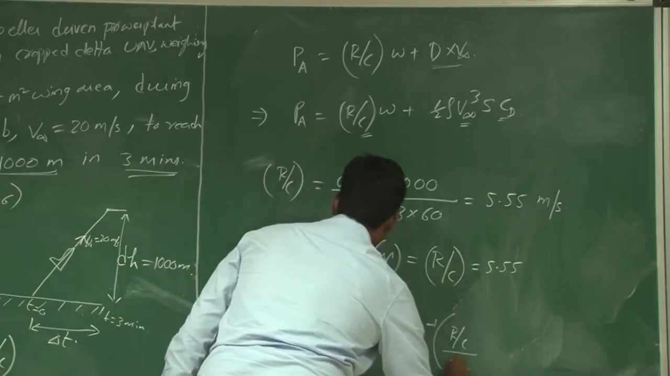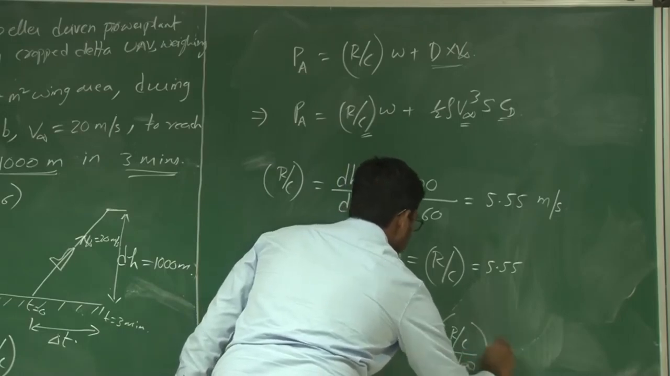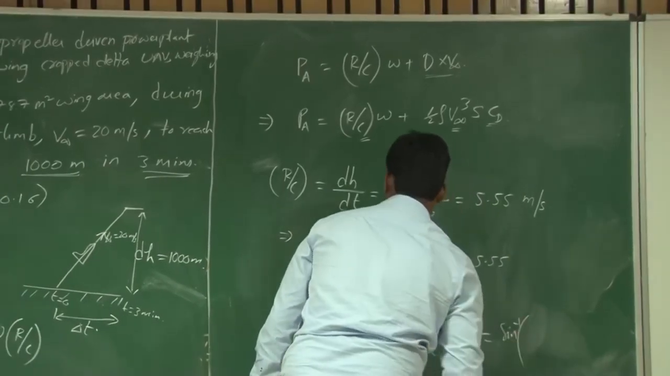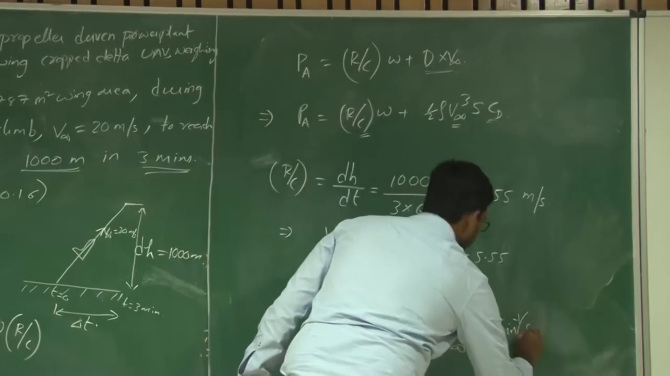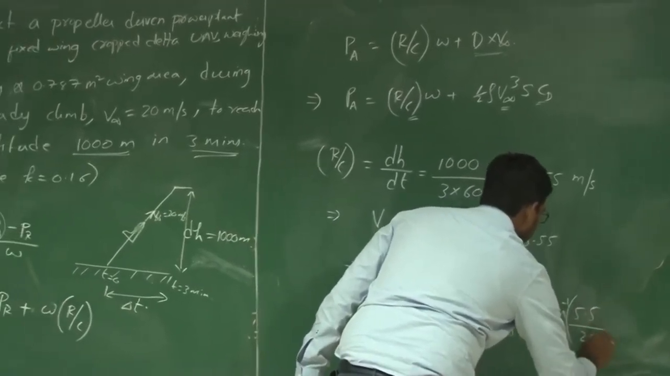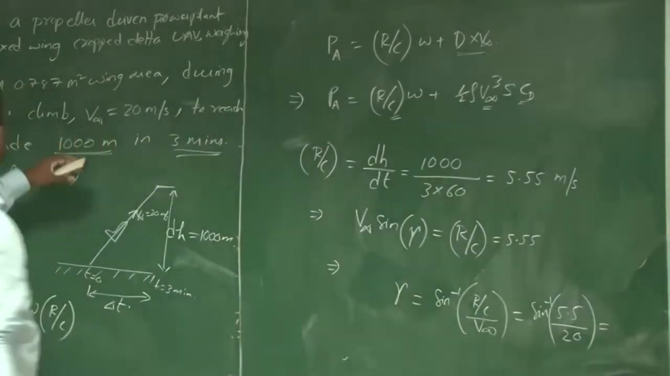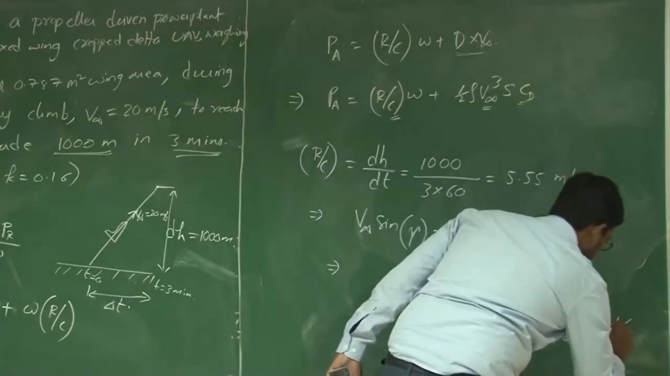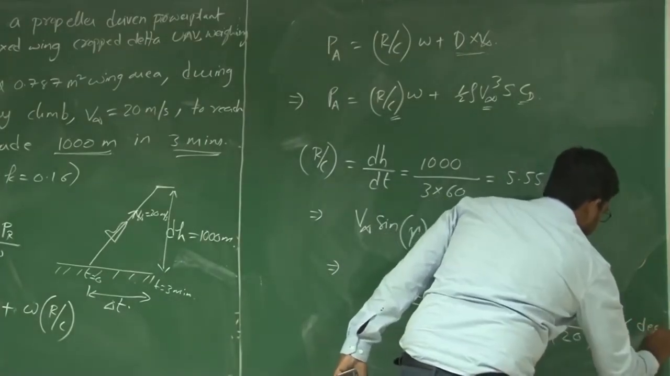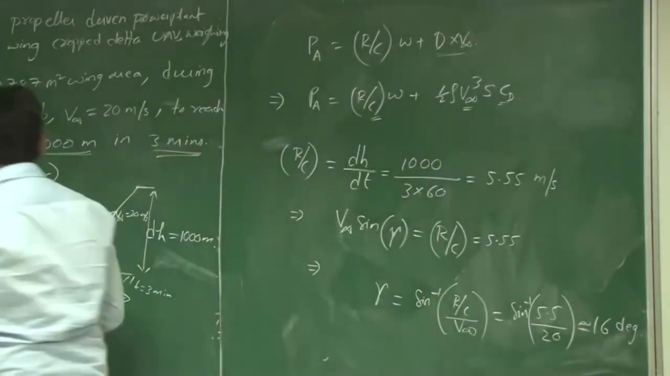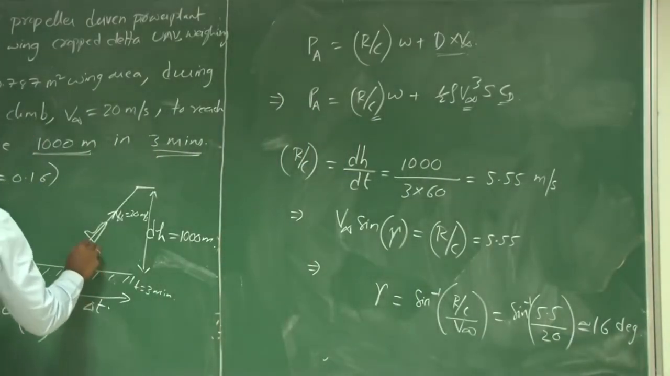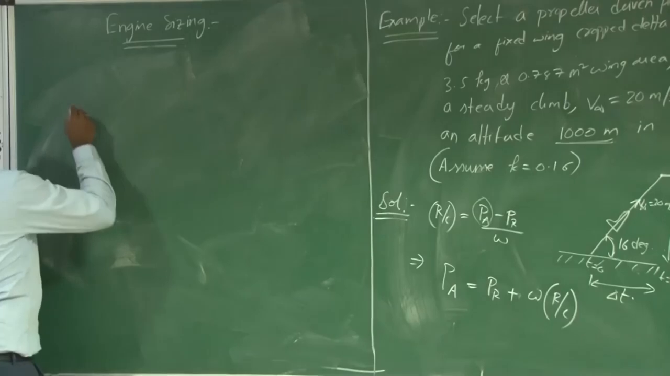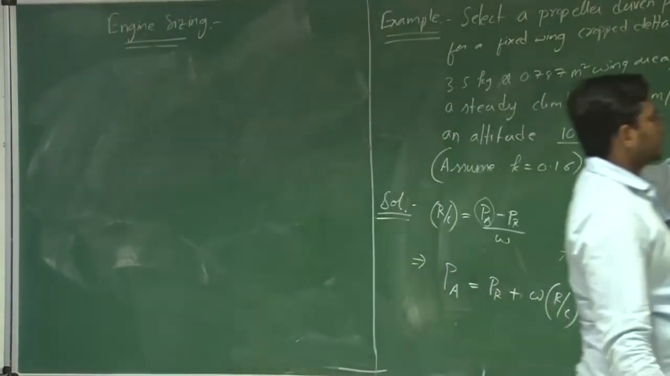rate of climb divided by V infinity, so gamma is sine inverse of 5.5 divided by 20 meters per second, because the velocity during the steady climb is 20 meters per second, right? So this is approximately 16 degrees. So the corresponding angle of climb is 16 degrees.